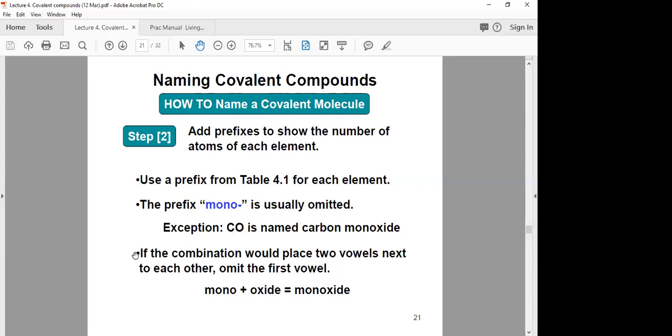All right, if the combination of words within the name places two vowels next to each other, then omit the first vowel. For example, if you had to use the prefix mono and the element name oxide, then we have the two vowels here, the two O's next to each other, but rather than naming this monooxide, drop one of these O's, and that gives you simply monoxide.